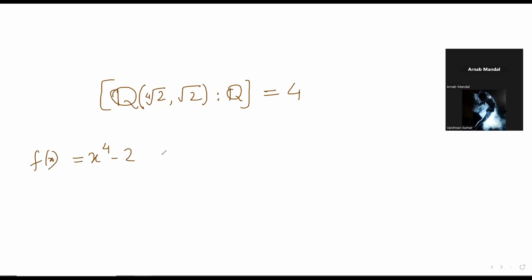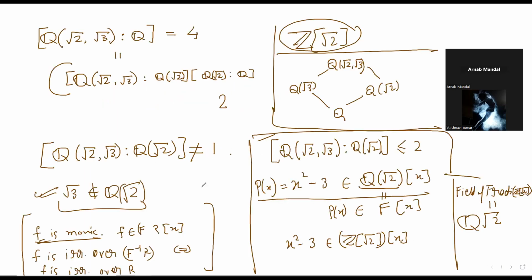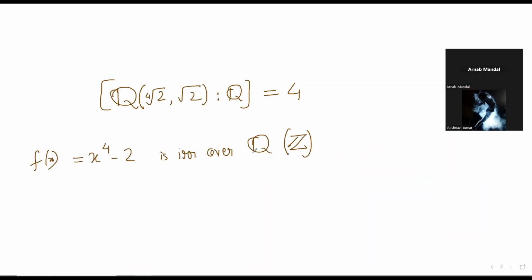So show that this is irreducible over Q, right? And then by Gauss lemma, this is irreducible. I'm not going to do it the same way. I've already done it, and there's no point in doing the same thing again. So we'll do a different way. So why is this irreducible?